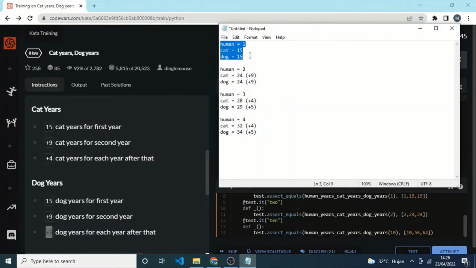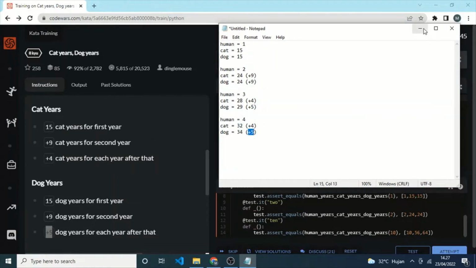So I have an example here. In the first year, the human is 1, cat and dog is 15, and then for the second year, human 2, cat and dog becomes 24 because it is plus 9. And then in the third year, human is 3, and then cat is summed by 4, and dog is summed by 5, so both become 28 and 29 respectively. And then for the fourth year, human is 4, cat is summed by 4, it becomes 32, and dog becomes 34 because it is summed by 5.